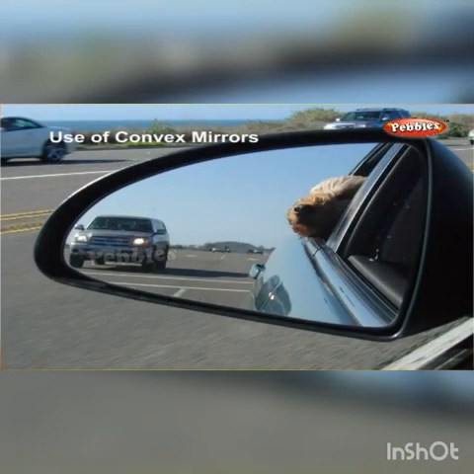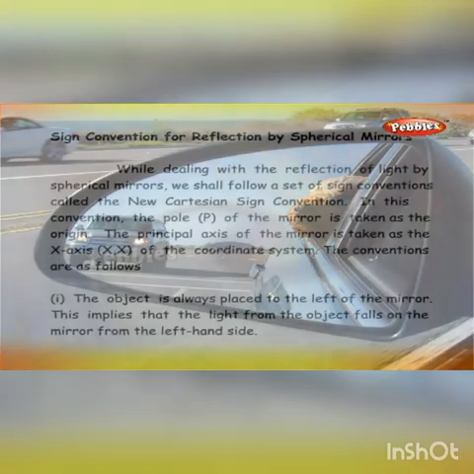Use of convex mirrors. Convex mirrors are commonly used as rear view or wing mirrors in vehicles. These mirrors are fitted on the sides of the vehicle, enabling the driver to see traffic behind him or her to facilitate safe driving. Convex mirrors are preferred because they always give an erect, though diminished, image. Also, they have a wider field of view as they are curved outwards. Thus, convex mirrors enable the driver to view a much larger area than would be possible with a plain mirror.